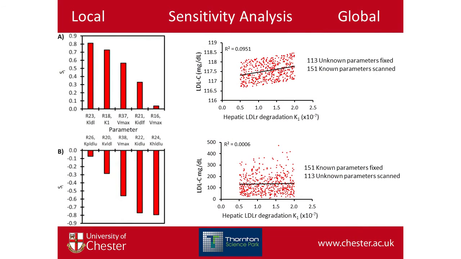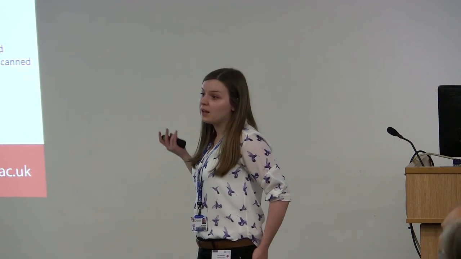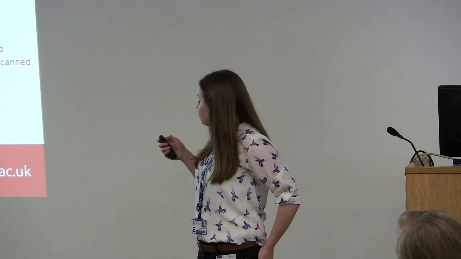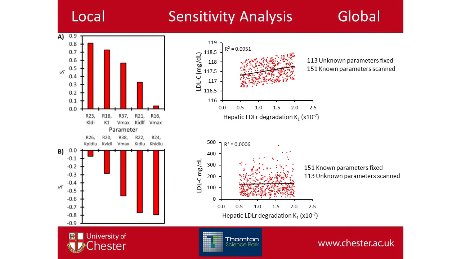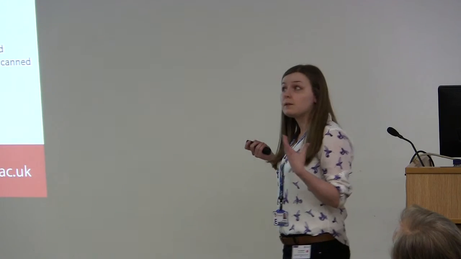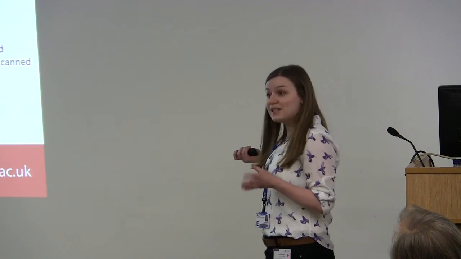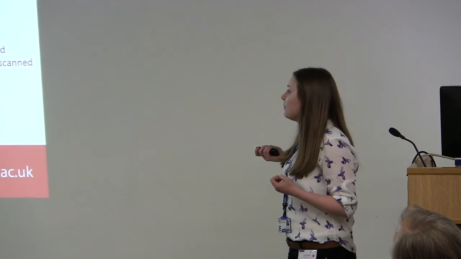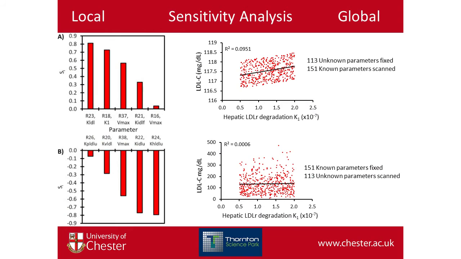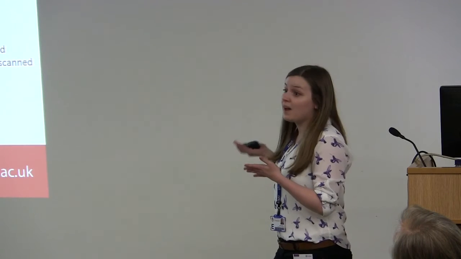From our local analysis, it was made clear that the most sensitive parameters were ones that we had to assume the kinetics for. And these specifically relate to our lipoprotein dynamics and our reverse cholesterol transport. We then conducted a global analysis, and we varied our known parameters, and there were 151 of those. And we kept stable our 113 unknown parameters. And the amount of change in LDL is quite minimal. So it illustrates that cholesterol metabolism is a robust system. However, when we did it the other way around, and we varied our unknown parameters, you can see that the range is massive. And it's due to a lack of data, so we had to assume that many.